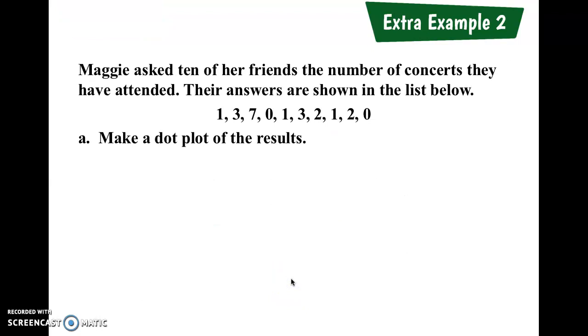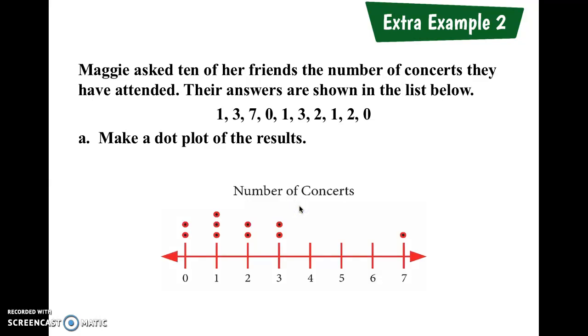Maggie asked 10 of her friends the number of concerts they have attended. The answers are shown in the list below. So you are going to do all of this on your handout. The first thing you want to do is make a dot plot using this data. So pause the video, make your number line, create your dot plot. Does your dot plot look like this? It should. Your number line starts at 0, goes up to 7. You're placing a dot over each number that you see.